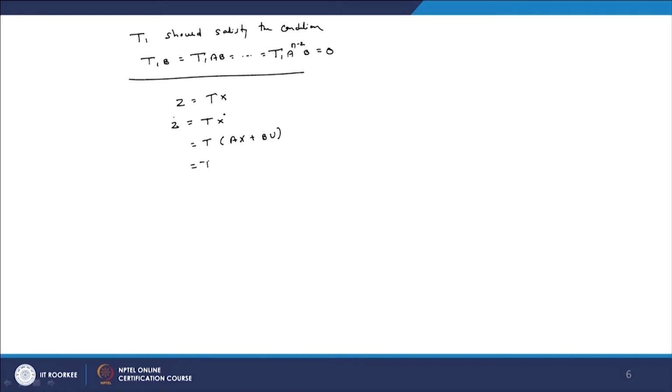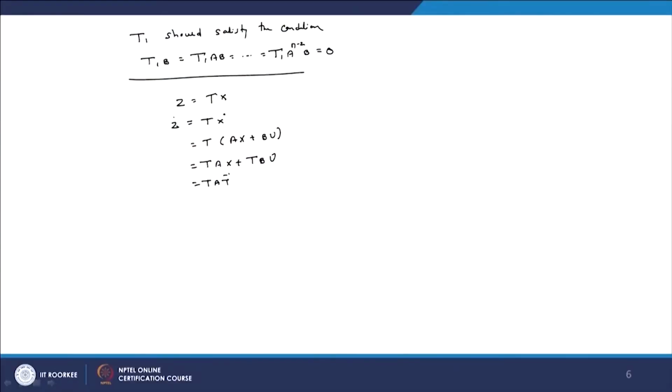Now, here we can write Tax plus Tb into u. This x is a function of z, so we can write x equals T inverse z. So we will get Ta T inverse z plus Tb into u, and this Ta T inverse we can write as Ac into z, and here Bc into u.